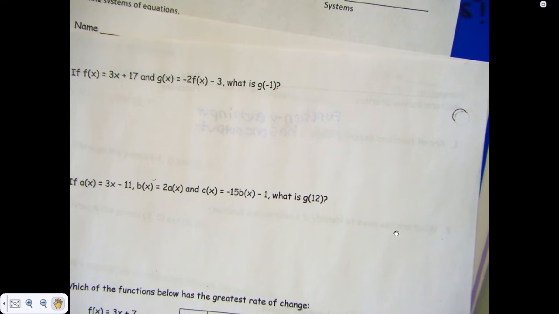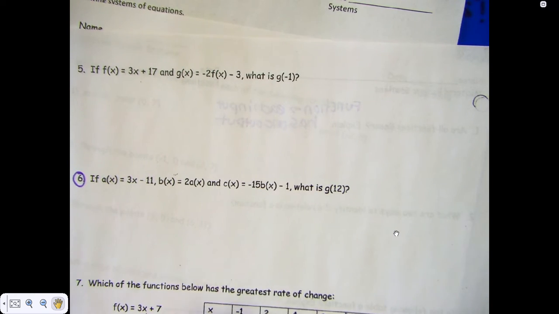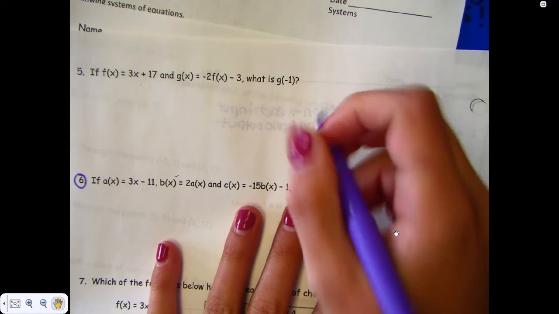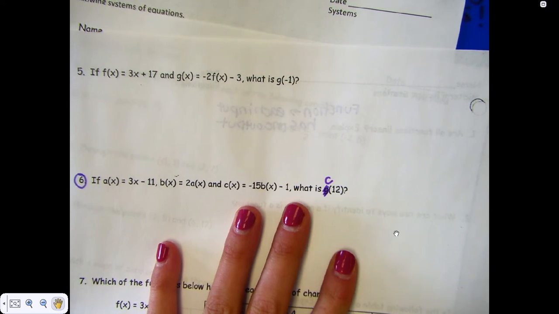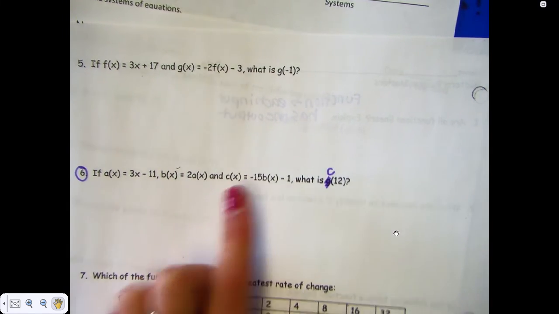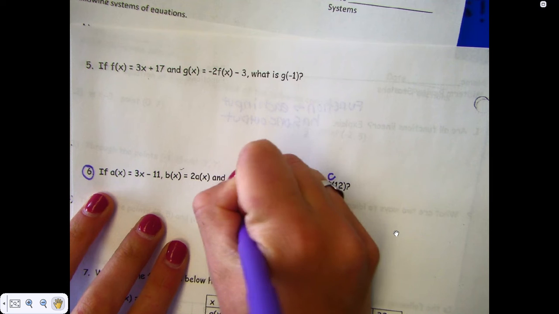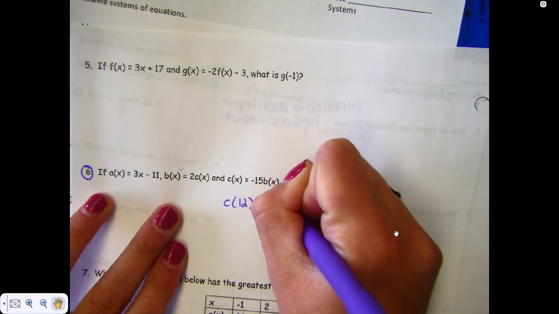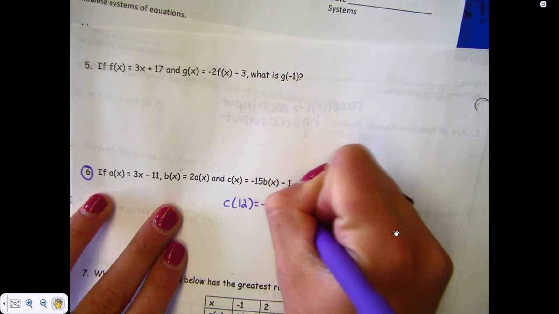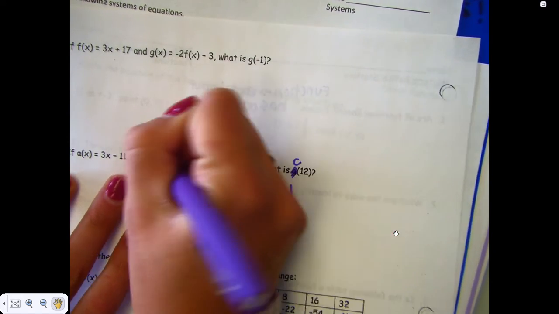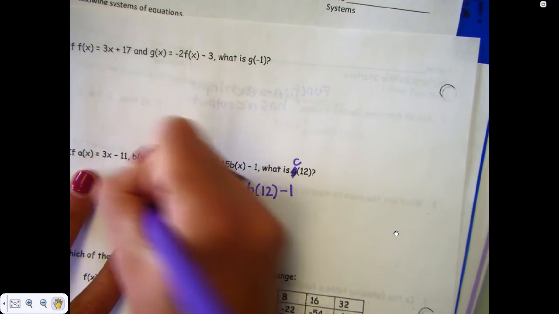Number 6 is kind of like a puzzle. It gives you a ton of g of x. So if it wants you to find g of 12, this should say c of 12, not g of 12, by the way. C of 12, I'm going to plug it into the c function first. So I have c of 12, and you want to work backwards. It is negative 15 times b of 12, because that's where I see an x minus 1. But I don't know what b of 12 is because I haven't looked at it yet. So I know I have to find b of 12.